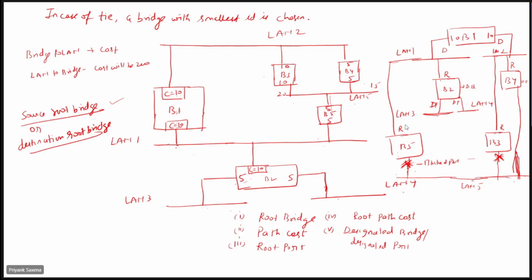Right. So the ports from this LAN will be blocked. How will you reach from LAN 4 to bridge B1? It will be from LAN 4 to the bridge. It costs 10, so it will be 10.